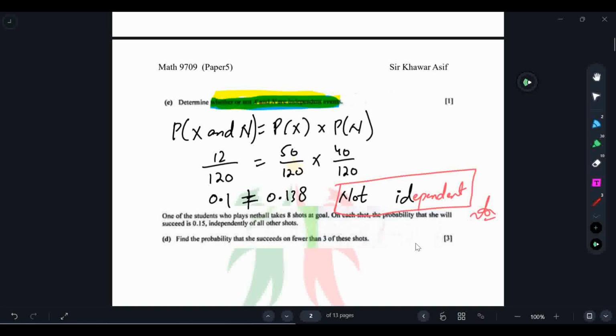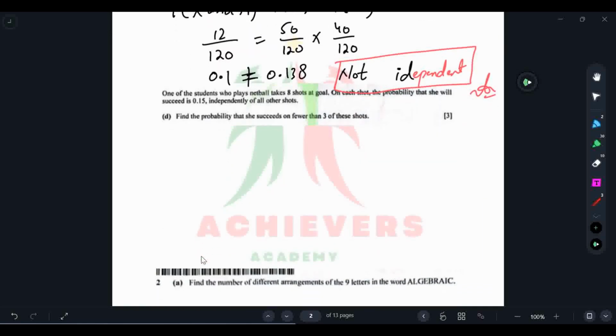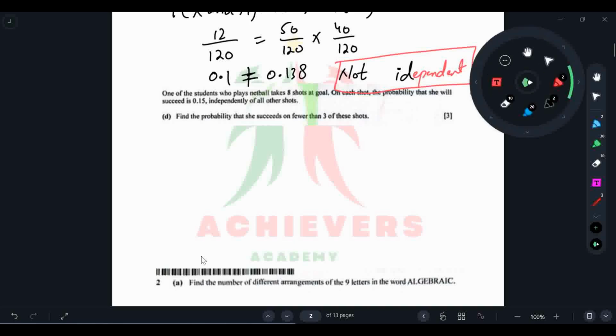Let's move to the D part. One of the students who plays netball takes 8 shots at goal. On each shot, the probability that she will succeed is 0.15. So what we need to do is find the probability that she succeeds in fewer than 3 of these shots.